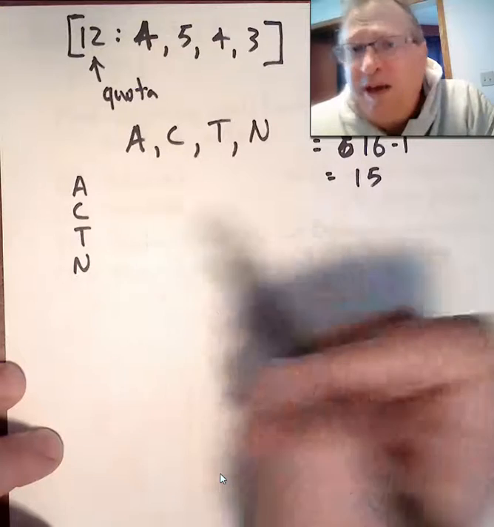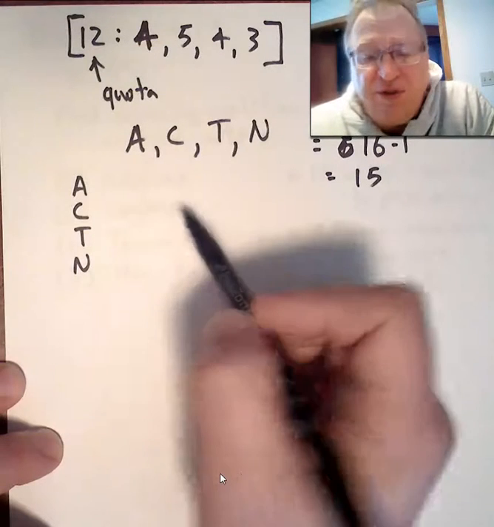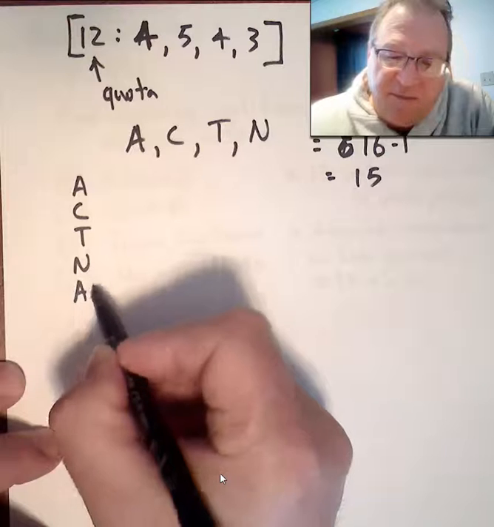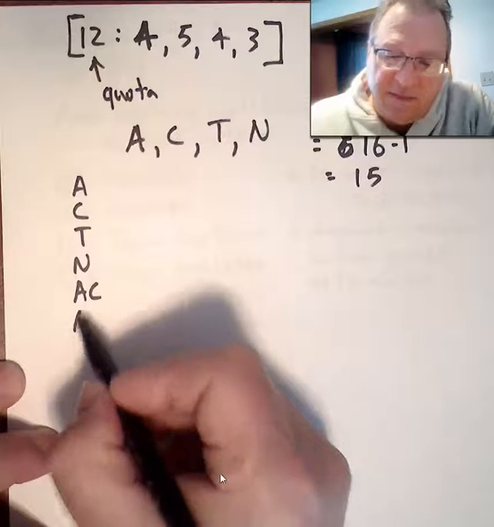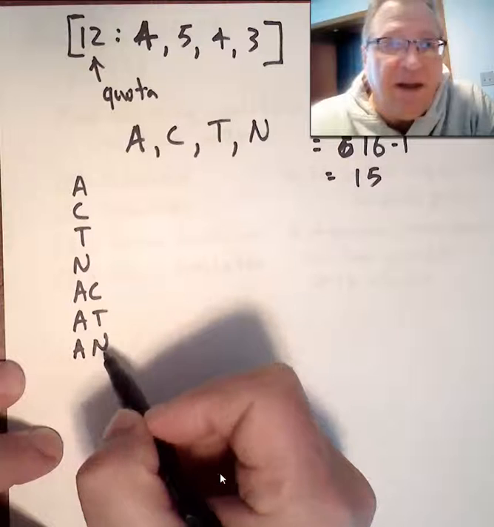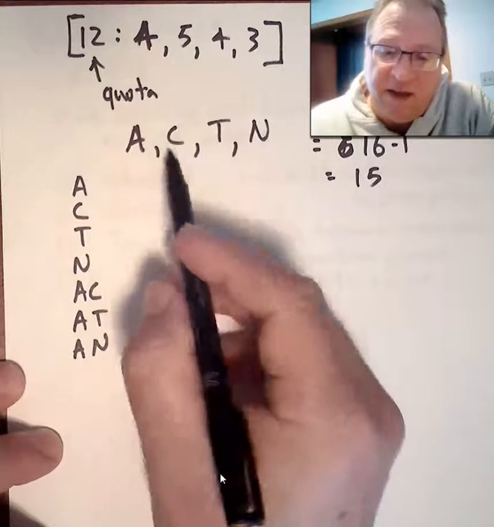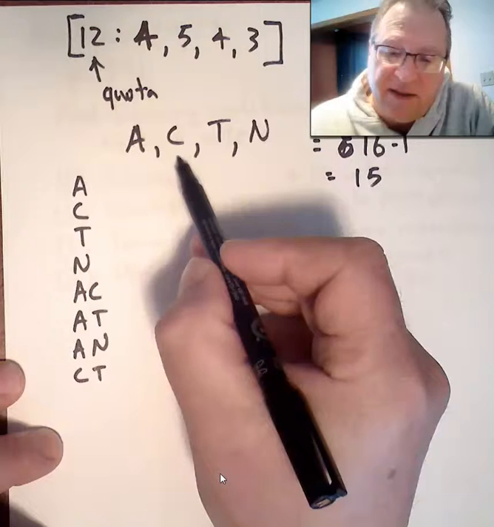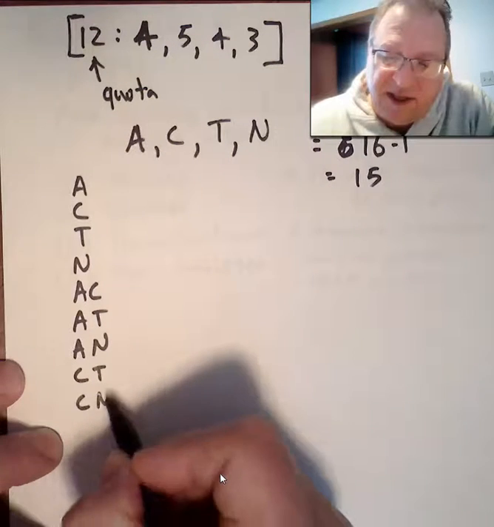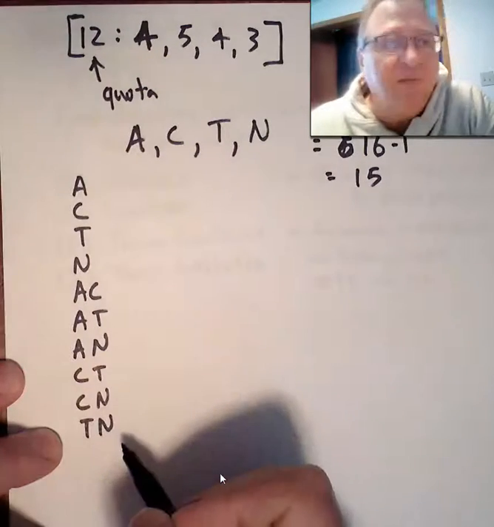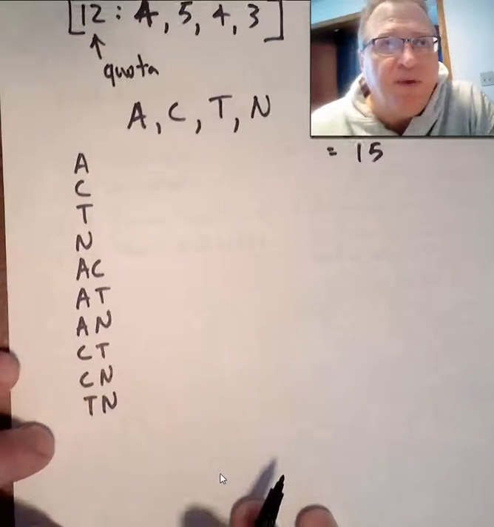And now we can have coalitions which are 2 of these groups who vote together. So that might be AC, AT, AN, CT, CN, and TN. We're looking for 15 of these.